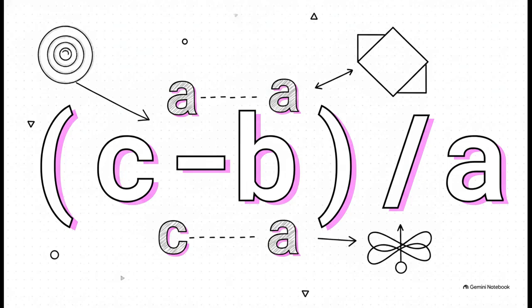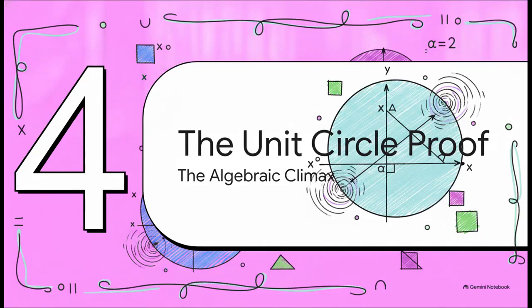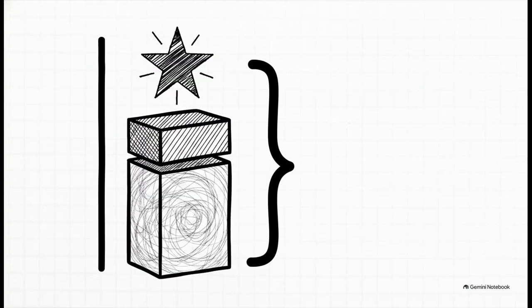And remember, if our base A is firmly anchored to 1, then the parameter d simplifies even further to just c minus b. Section 4. The unit circle proof, the algebraic climax. So we have our engine. But how do we actually prove that this right triangle geometry flawlessly aligns with the broader reality of the unit circle? The premise is pretty straightforward.